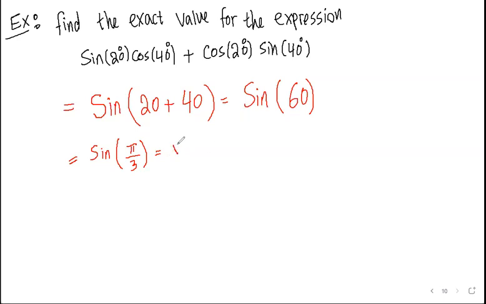It is square root of 3 over 2. This is the sine of 60. So the sum of this expression is equal to square root of 3 over 2. Okay. So now we can also find the exact value for the sum of the expression.